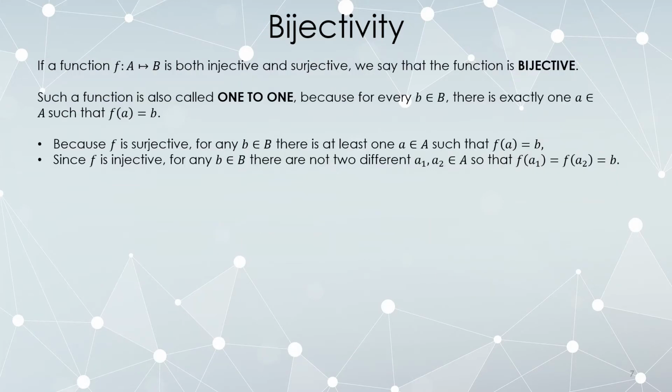There's a related notion called bijectivity. If a function is injective and surjective, we call it bijective. This is sometimes also called one-to-one. Because the function is injective, for any element of the codomain, there is no more than one element in its preimage, but because the function is surjective, there is at least one element in its preimage. So for every element of the codomain, there's at least one element in the preimage because it's surjective, and there's no more than one because it's injective. Therefore, there's exactly one element in every preimage.